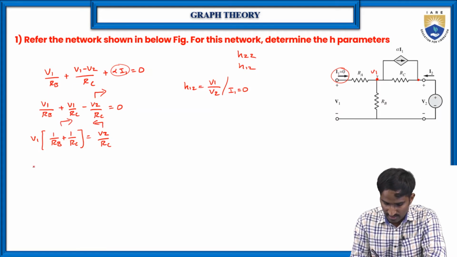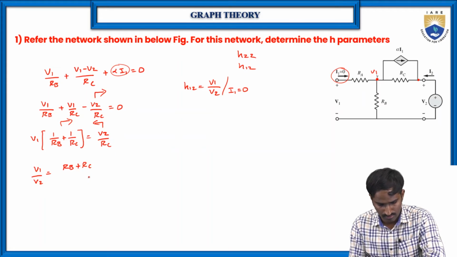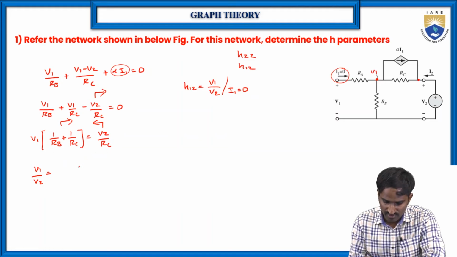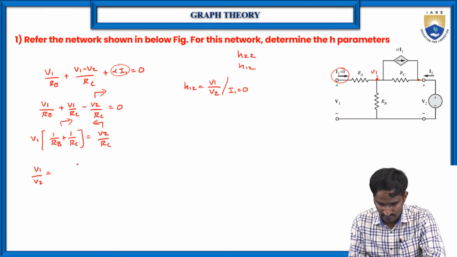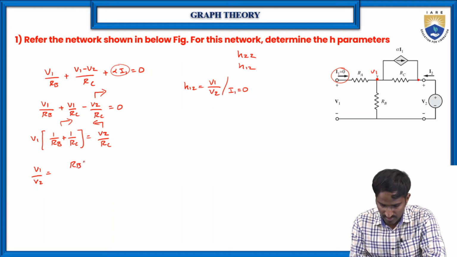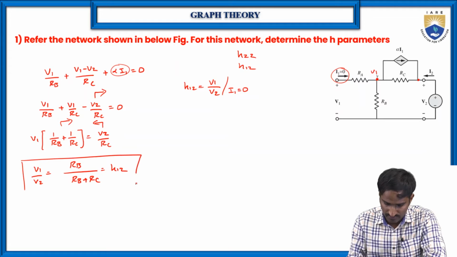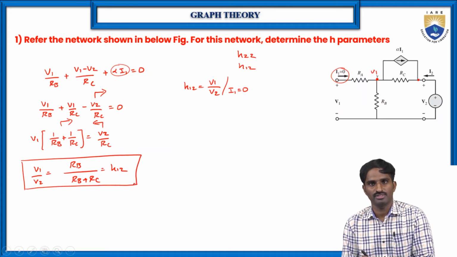Okay. So that you will get here V1 by V2 which is equal to RB plus RC. Right. So otherwise here if you simplify this, then you will get finally here V1 by V2 which is equal to RB by, because RC gets cancelled, RB by, so here RB plus RC which is equal to H12. So this is how we can find the value of the H12 parameter.